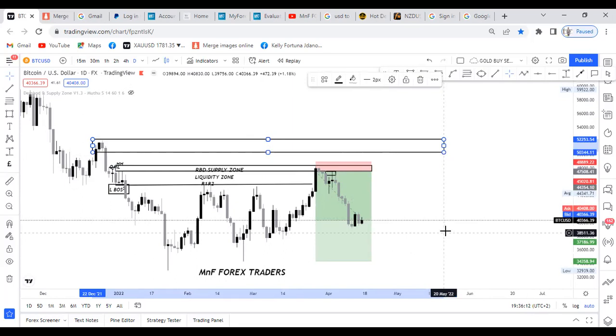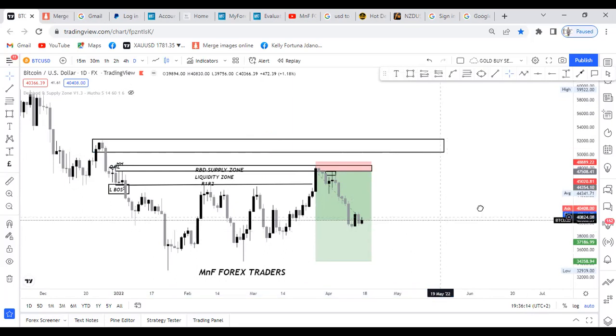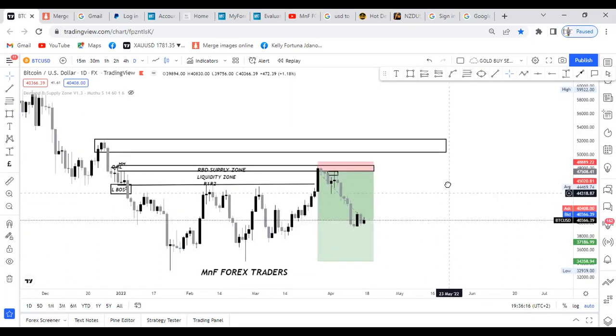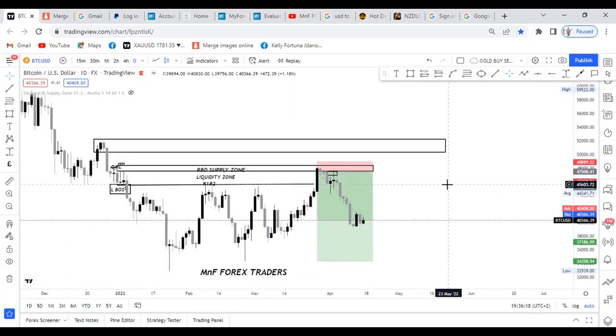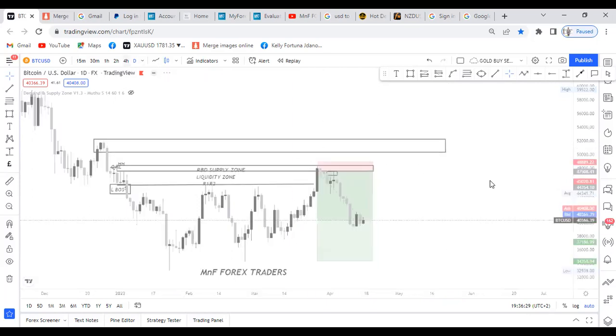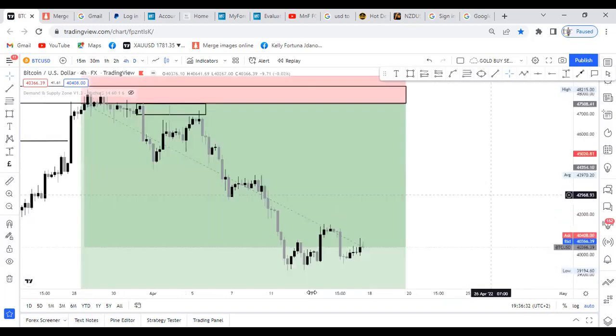Nice eye there. You've actually spotted the nice setup right there. So we already have a future Bitcoin trade to consider at this level here, because this is a nice RBD right there. Nice. So this is what we had here. A very nice setup. Very beautiful setup.